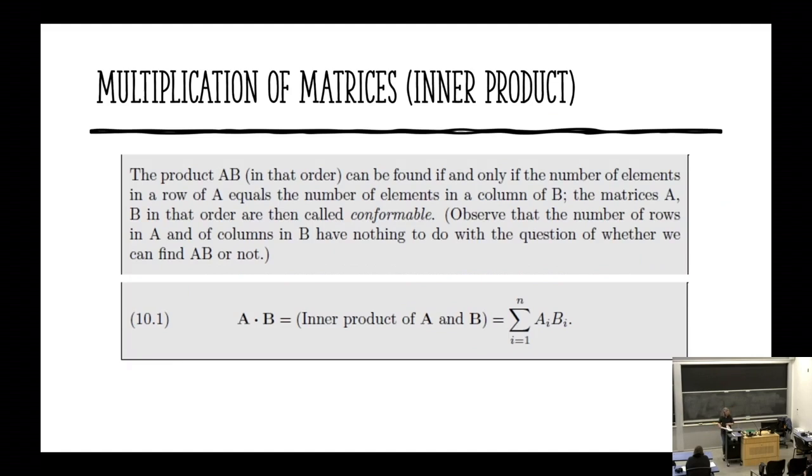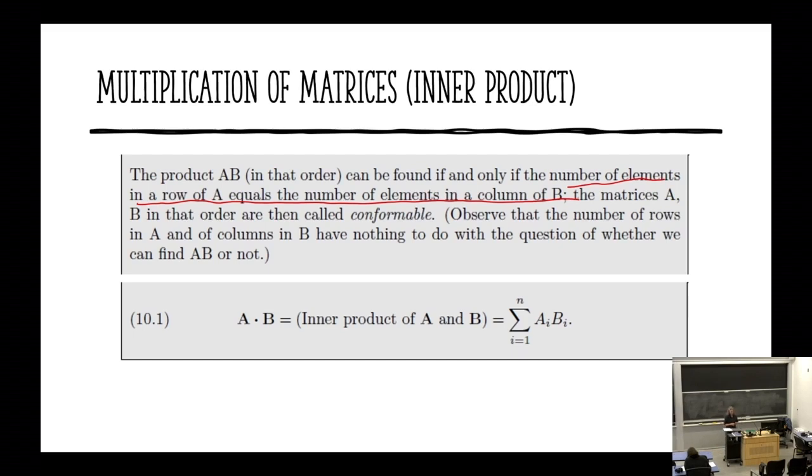So when we think about the product AB in that order, it can be found if and only if the number of elements in a row of A equals the number of elements in a column of B, okay? And when that is true, we say that the matrices A and B are conformable. This is distinct: we're not saying that the number of rows in A and the number of columns in B have to be the same. We're saying the number of elements have to be the same.